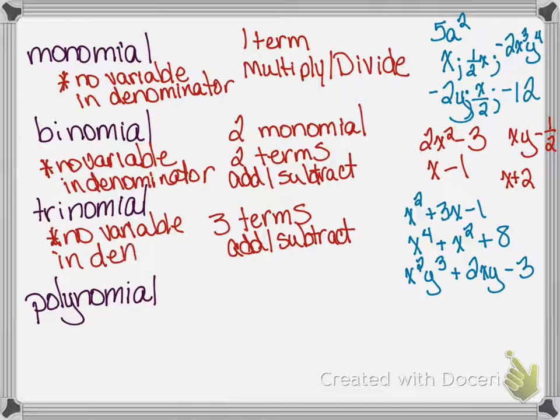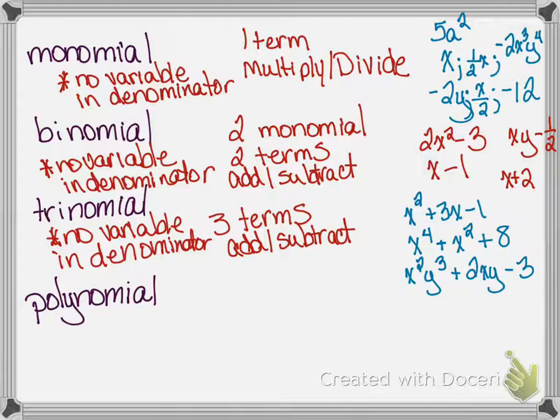Now, we do a lot with monomials, binomials, and trinomials. 1 term, 2 terms, and 3 terms. We will do a little with 4 terms, but we won't go past that. A polynomial includes all of this. A polynomial can have 1 term, 2 terms, 3 terms, 4 terms, 5 terms.